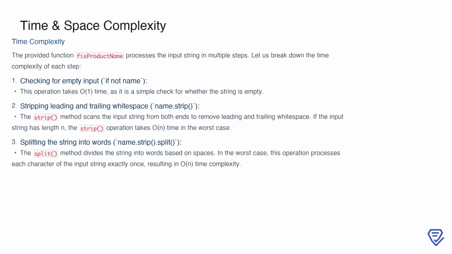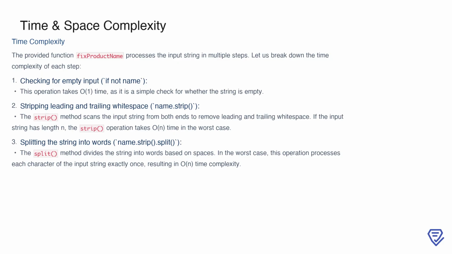In this section, we'll analyze the time complexity of the fixProductName function. First, the function begins by checking if the input string is empty using if not name. This operation is a simple conditional check, and it takes constant time, or O(1). Next, the strip method is applied to remove any leading or trailing whitespace from the string. This operation scans the string from both ends, and in the worst case, it will process each character exactly once, leading to a time complexity of O(n), where n is the length of the string.